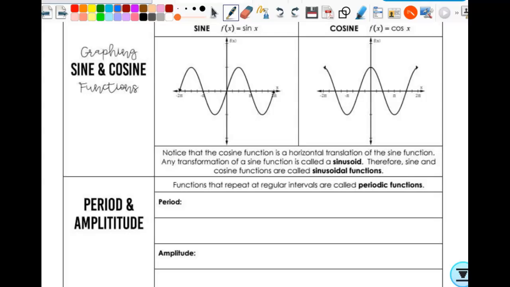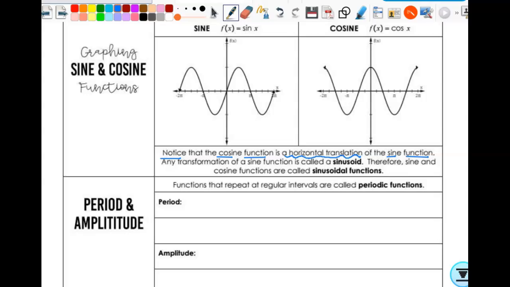And it says, much like what we discovered last week, notice that the cosine function is a horizontal translation of the sine function, right? If I took this sine function right here and I just shifted it to the left, pi halves, then it would look like this. Okay, so cosine can be written as a sine function every time.